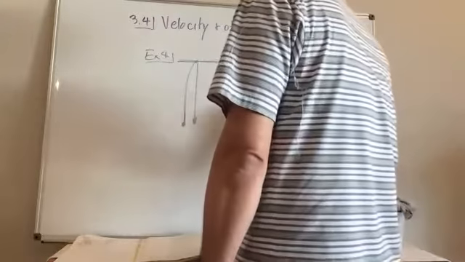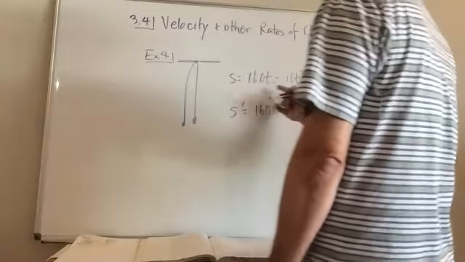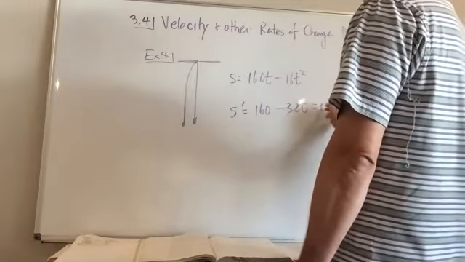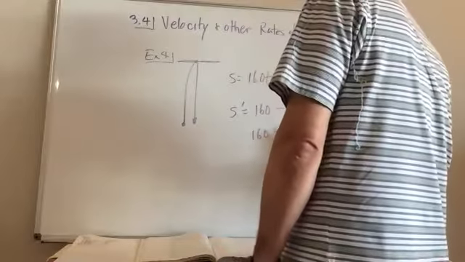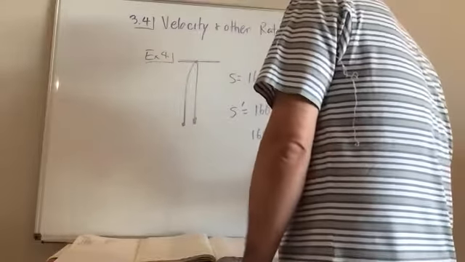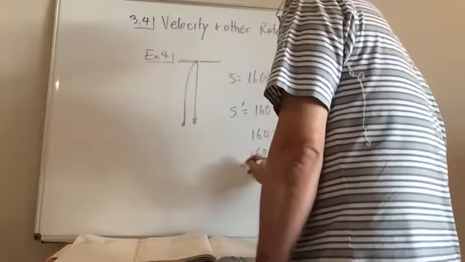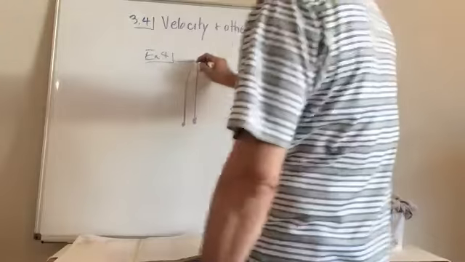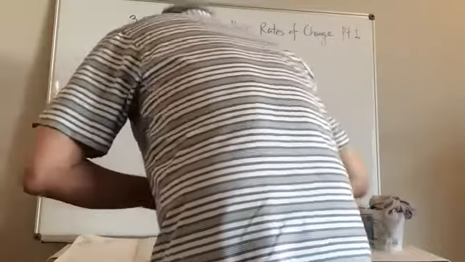So if I take s prime, I get 160 minus 32t. If I set this equal to 0, I get 160 is equal to 32t. t is equal to 160 divided by 32, which is 5 seconds. So it takes 5 seconds to get to the top, then 5 seconds to come back down, right? That was A. Oh no, how high does the rock go?